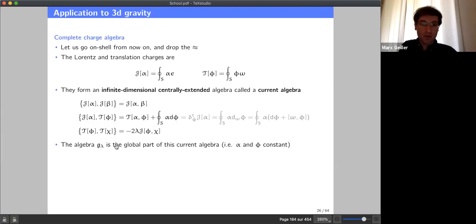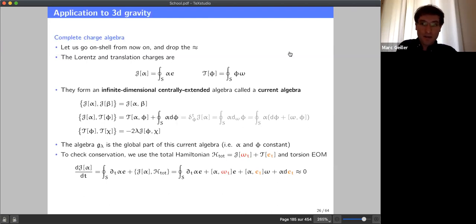So this is what I wrote here, that the algebra G lambda, which we had before, you can think of as the global part of this infinite dimensional current algebra. Namely, it's the part of the algebra where you take the generators alpha and phi to be constants. If you do this, you see that the central term drops because alpha d phi becomes 0. And you're only left for each generator with 3 possibilities, because you only have 3 generators of Lorentz transformations and 3 generators of translations in 3 dimensions.